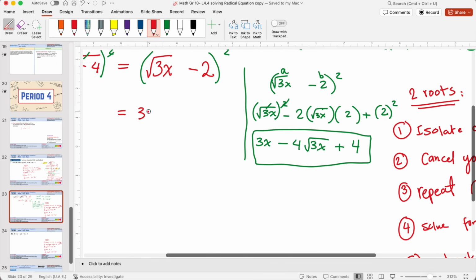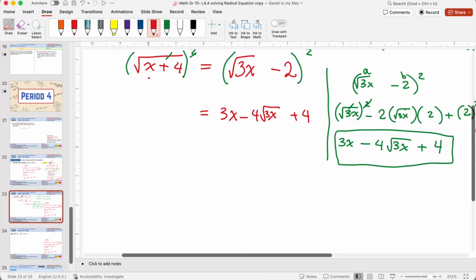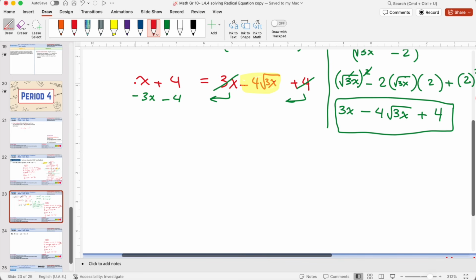I have 3x minus 4 root 3x, no, plus 4 equals only x plus 4. And now just take everything except the root. So you need to isolate your root and make sure it's a negative sign with it. So take everything to the other side. The 3x will become negative 3x. Bye-bye. The 4 will become negative 4. Bye-bye as well. Now what do you have?